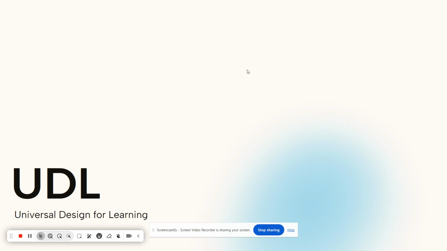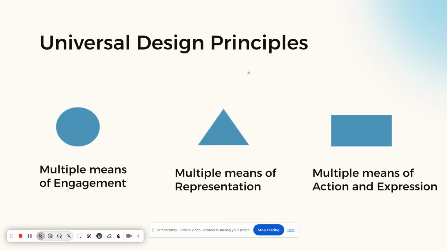So I just wanted to outline this because it's a different kind of framework. The universal design principles are multiple means of engagement, multiple means of representation, and multiple means of action and expression. UDL is a research-based framework that guides the development of flexible learning environments, again, to accommodate individual learning differences. So again, it comes back to that accommodations piece, and again, sounds very similar to differentiation, like I said.